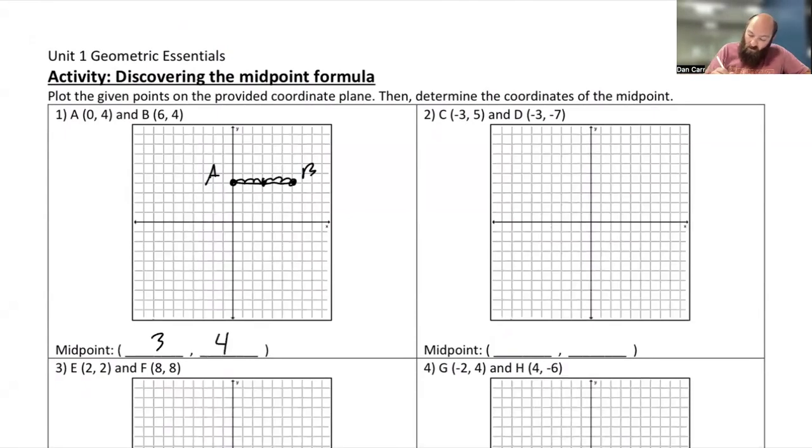If I do this one, here's C and D. When I look vertically, if I come down, I can go 1, 2, 3, 4, 5, 6 down, and 1, 2, 3, 4, 5, 6 up. There's my midpoint, and so that happens at -3, -1.